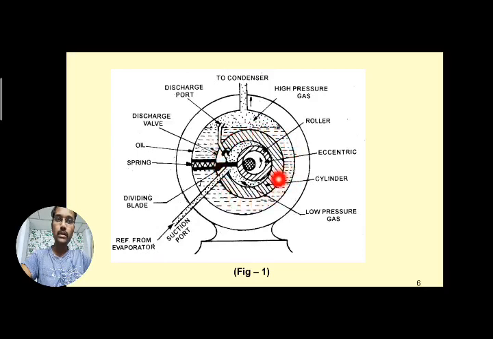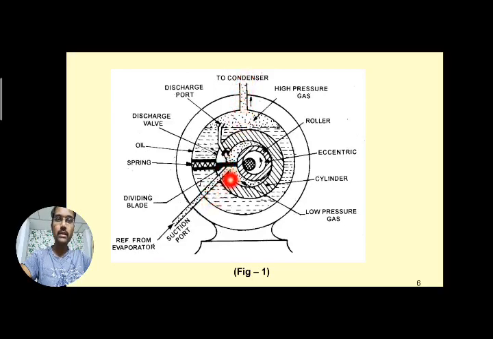Around the cylinder you can see some lubricating oil is provided, and below that it is completely dipped in lubricating oil, and at the top you can see high pressure. There is a discharge port here. After compression, the high pressure gas comes out through this port, and you can see this connection is made to the condenser.